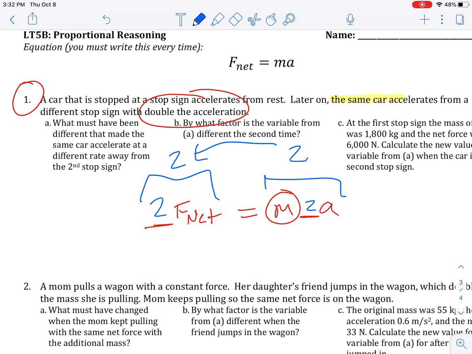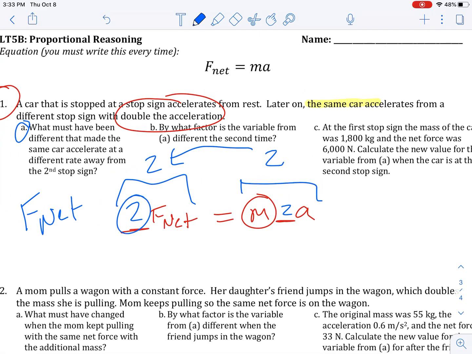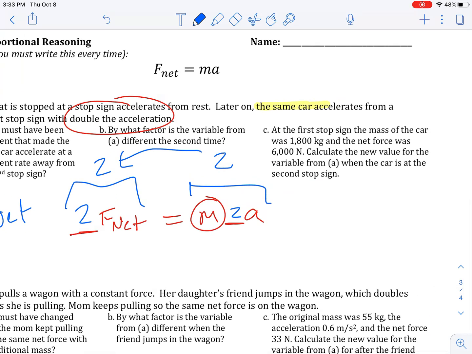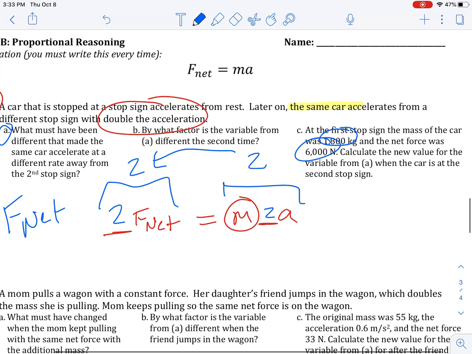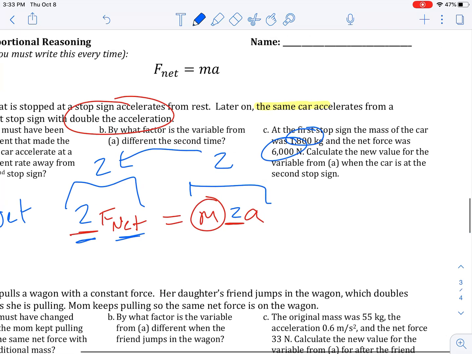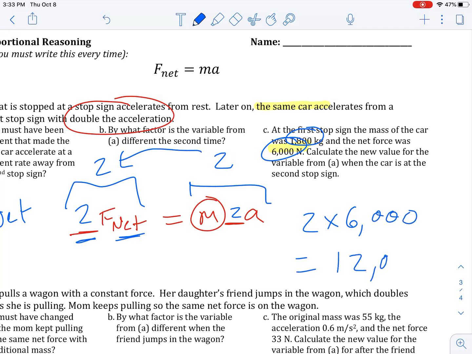So for A, what must have been different that made the same car accelerate? Well, the net force must have also changed so that the acceleration changed. And it changed by a factor of 2, as we discovered. So then at the first stop sign, the mass of the car was 1,800 kilograms, and the net force was 6,000 newtons. Calculate the new value for the variable from A. So what we need to do is we're going to double the old net force. And the old net force, as we just read, was 6,000. So we're going to do 2 times 6,000, which gives us 12,000 newtons. And there we go.